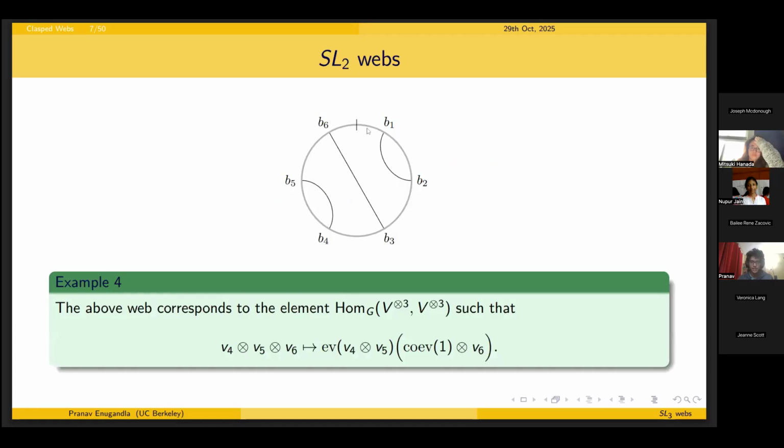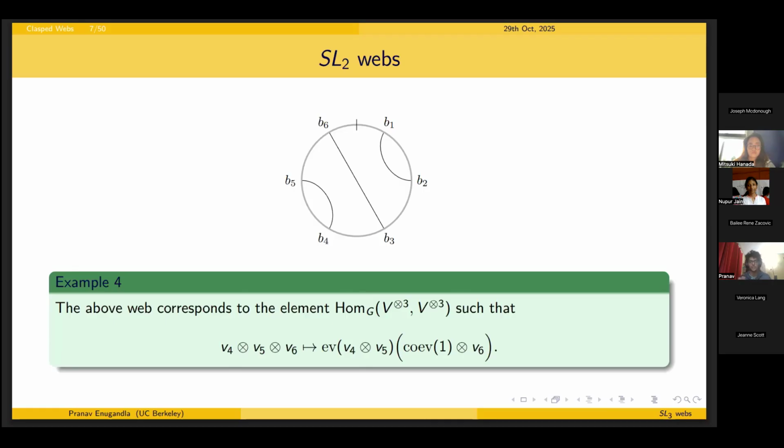So if I think of this as a morphism from 4, 5, and 6 to 1, 2, and 3, the way I should think about this is, well, first I'm pairing the 4 and 5. So that's like this evaluation thing. And I'm co-evaluating at 1. So that gives me this factor. So this is like a cup and this is a cap. And the V6 just goes to wherever B3 was. So this formula is basically telling you how to think of this as a map from the third tensor power of V to the third tensor power of V.